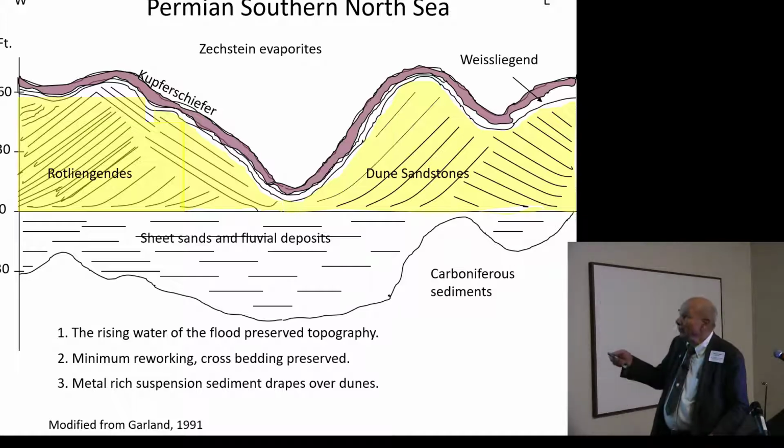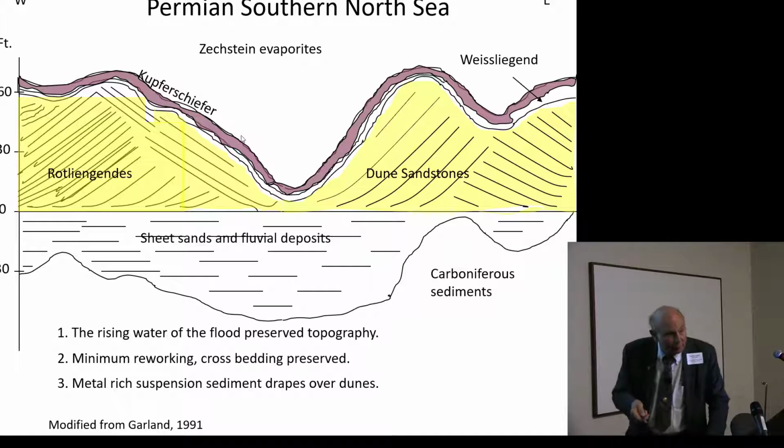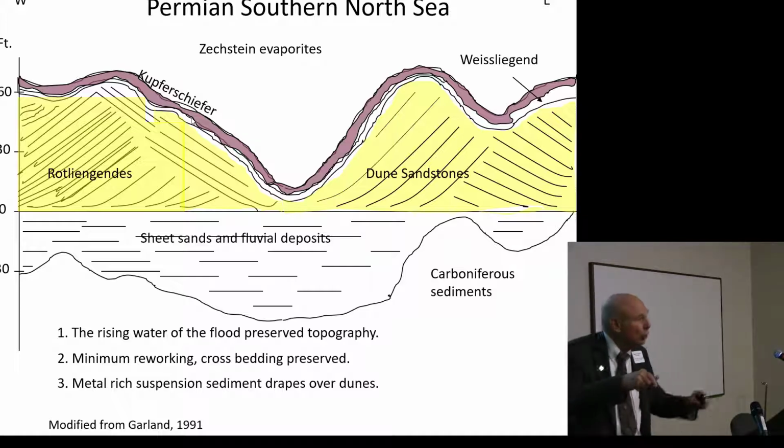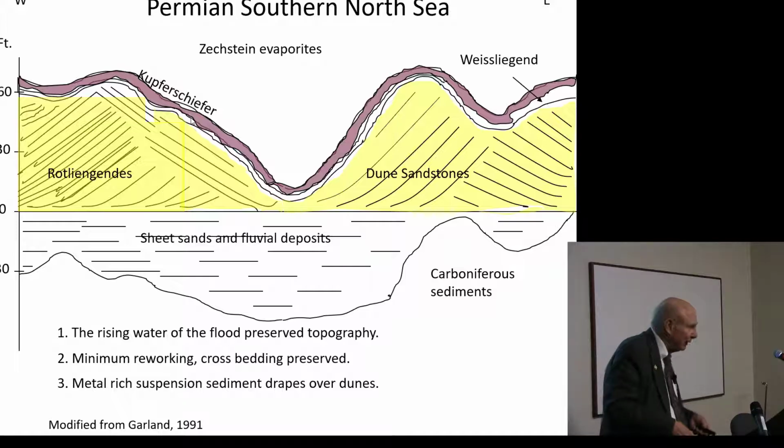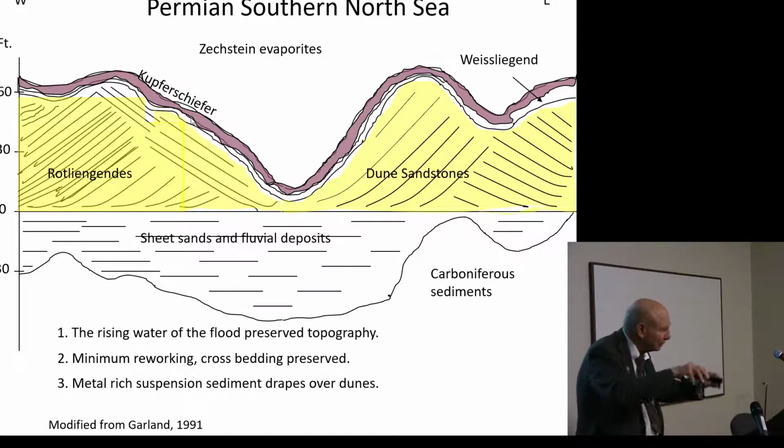And at the top, when the water is coming in, first you have this quiet deposition in which the shale deposits. And this is the Kupferschiefer, copper shale in German. It's a metal-rich shale, and it drapes upon the dunes just like snow falling. And it covers the dunes not by transgression, but just drapes upon them.